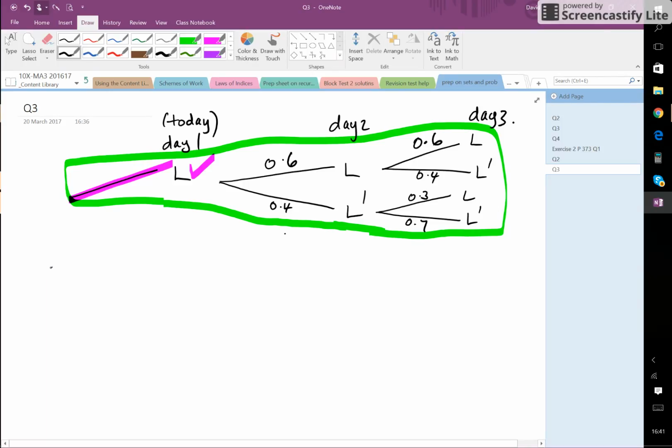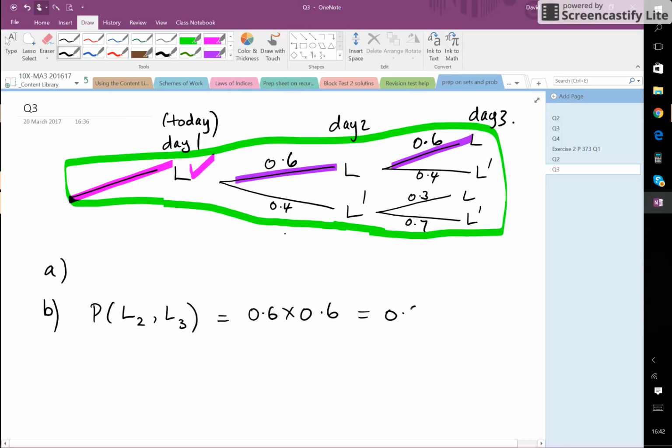Okay, so the question A was draw the tree diagram. B, find the probability that the bus will be late on both of the next 2 days. So that's basically saying we're going to be late here and then late again, late and late. So we need to multiply them. So the probability of being late on day 2 followed by late on day 3 is 0.6 times 0.6, which is 0.36.